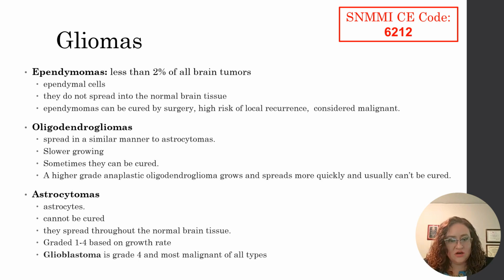The oligodendrogliomas are much slower growing. They can sometimes be cured, and they are much less malignant, with a much better prognosis than the other types. With astrocytomas, though, it cannot be cured, and it will spread throughout the normal brain tissue. And it's graded 1 to 4 based on the growth rate for all astrocytomas. But once it gets to a grade 4, then it's considered glioblastoma, which is the most malignant of all the types of gliomas.